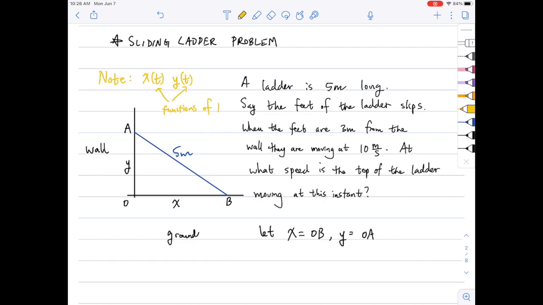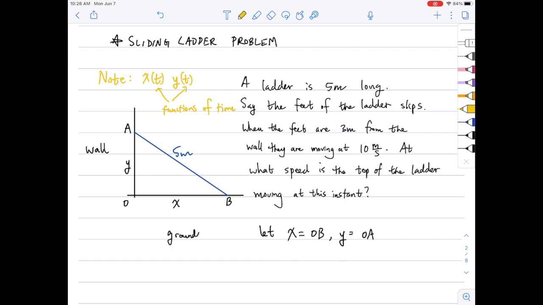And this will basically always be the case with related rate problems. You have variables, but those variables themselves depend on some independent variable. In this case, let's say time is that independent variable. Okay, now the other thing that usually helps people is to make it clear what they're after, what they want, and this is similar to optimization. Let's make clear what we're looking for. So here it says, what is the speed of the top of the ladder, or what speed is the top of the ladder moving at this instant?